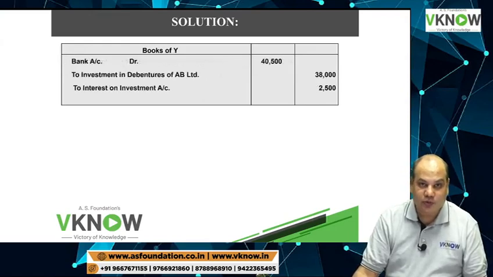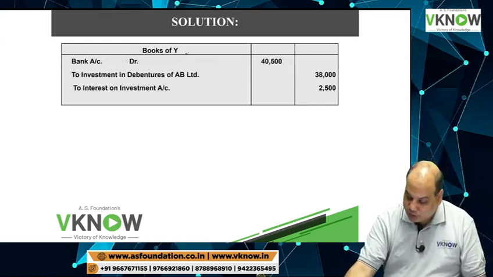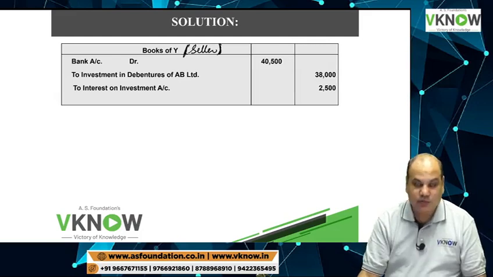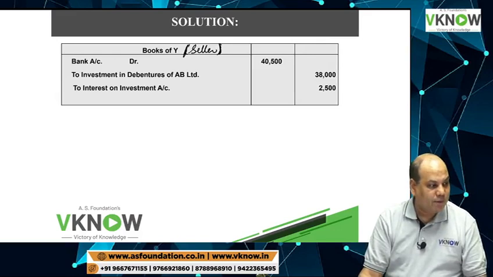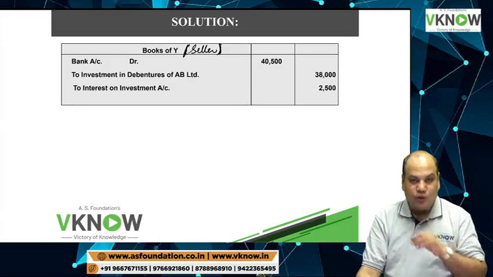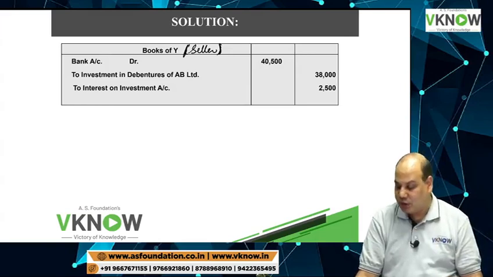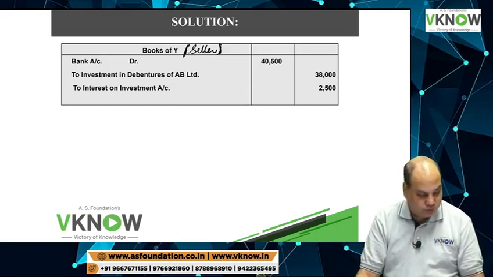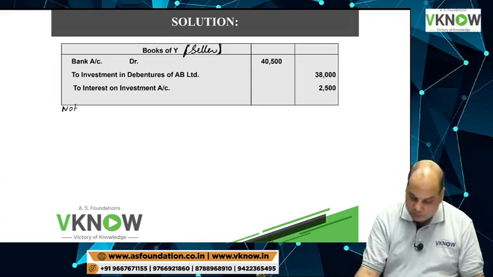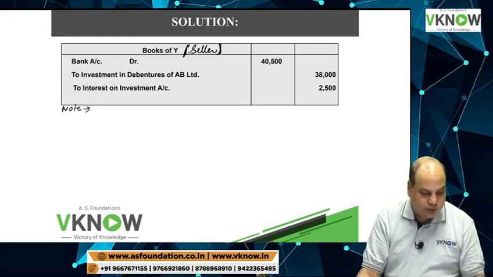The seller will pass the reverse entry. Who is Y here? Y is the seller of the investment. He will pass an entry: bank account debit 40,500, to investment in debenture of AB Limited account 38,000 and to interest on investment account 2,500. You will write a small note here, in the books of Y.